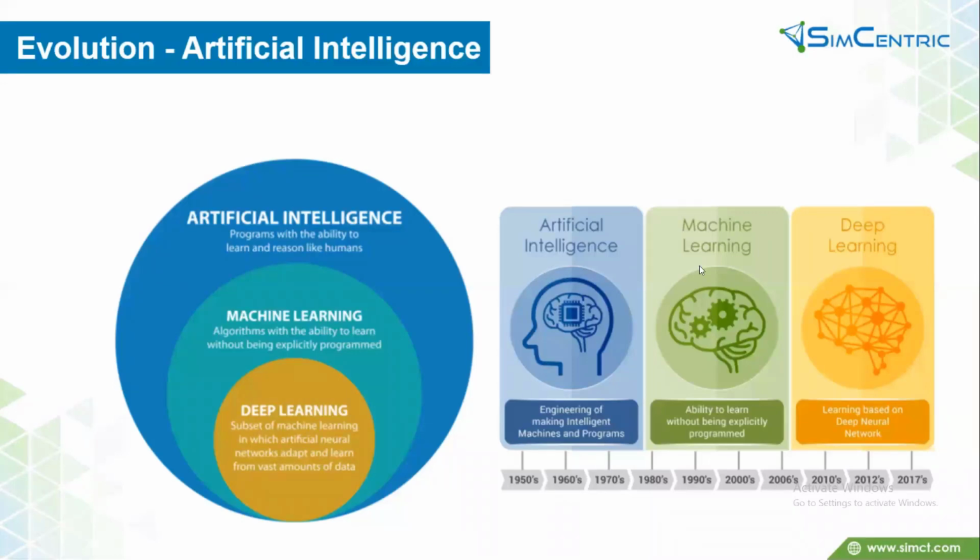So as you can see, this is the evolution of artificial intelligence. Around the 1950s, artificial intelligence came into the picture, machine learning came into the picture around the 1980s, and deep learning came into the picture around the 2010s, right? So far we have experienced this evolution throughout the years, and currently we are working with deep learning technologies to build some intelligent solutions, right?